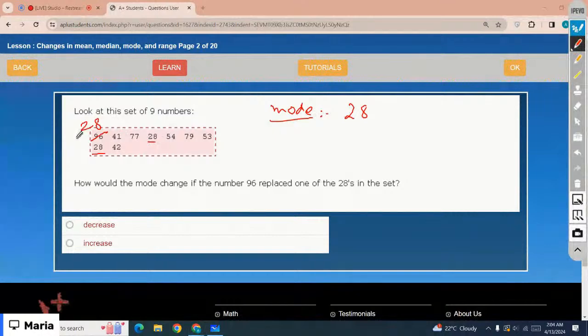How would the mode change if the number 96 replaced 28? Not this one, hold on. One of the 28s is replaced by 96. For example, this 28 is replaced by 96. Now, what is the mode? Mode is now 96. So the correct option is the mode is increased, right? The correct option is increased.